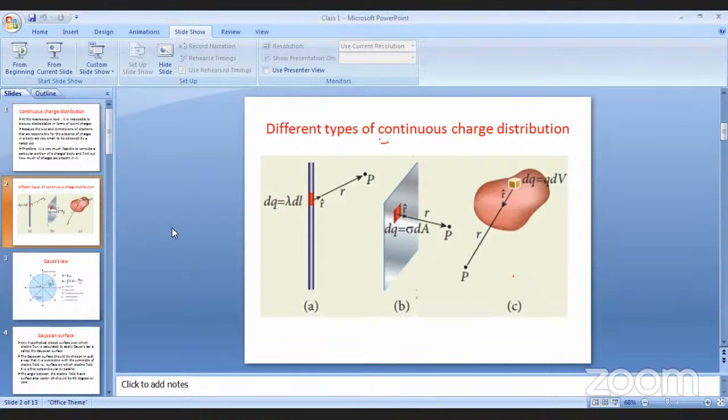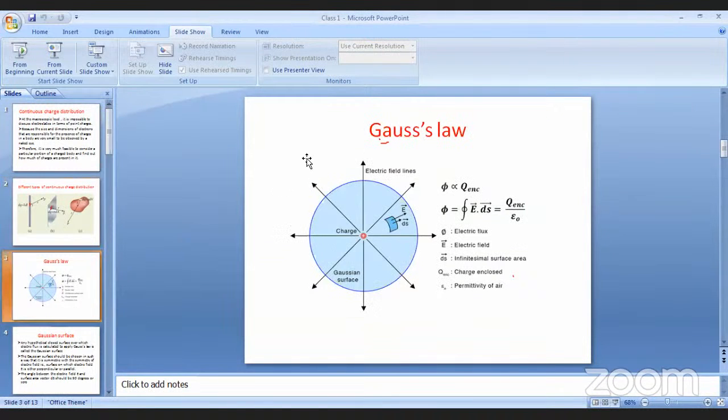And then we are moving on to the next topic, that is Gauss law. So what is meant by Gauss law actually? This Gauss law gives the relation between the flux and the total charge enclosed within a surface. This is what Gauss law is all about. It gives the relation between the total electric flux and the total charge enclosed within the surface.